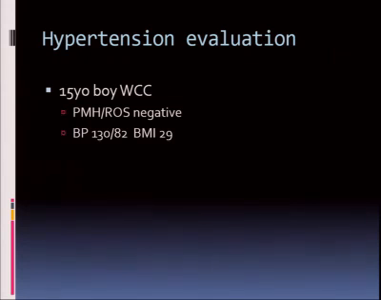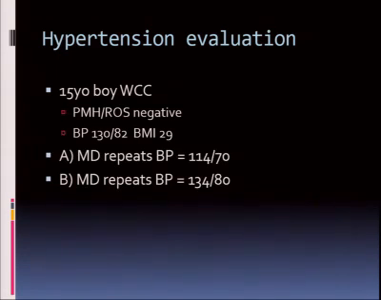So just a quick case example, transitioning our topics here. You have a 15-year-old boy in your clinic here for a well visit, very benign past history and review of systems, and the MA gets an initial blood pressure of 130/82, and the BMI is slightly elevated. So two possible scenarios. One, you repeat a manual blood pressure yourself, of course you do, and it is normal, 114/70. Or you repeat a manual reading yourself and it is elevated. You actually confirm what the MA has found.